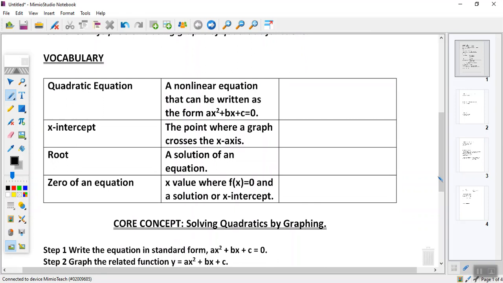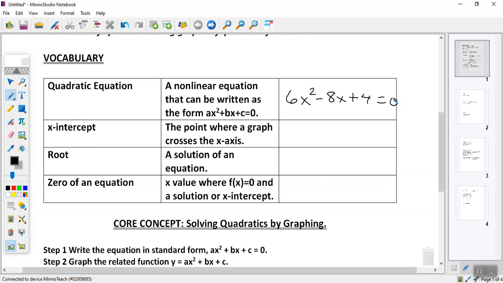Okay, quadratic equation, kids. It's a nonlinear equation and can be written in the form ax squared plus bx plus c equals 0. What form is this, ax squared plus bx plus c? Standard form. So an example, we're looking to try and set standard form equal to what value, kids? That's our job today. So an example might be 6x squared minus 8x plus 4 equals 0. Our job is to try and write an equation of standard form equal to 0 and then use that to help us solve, all right?